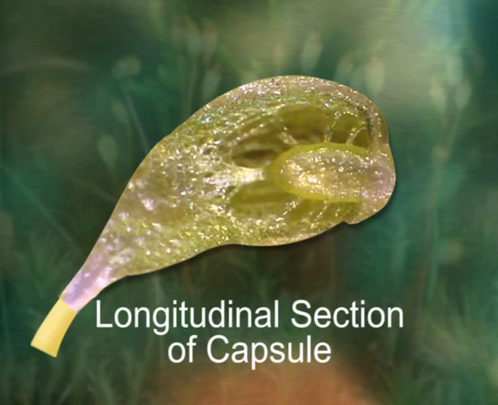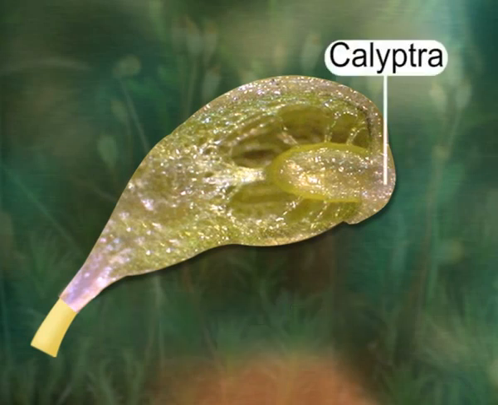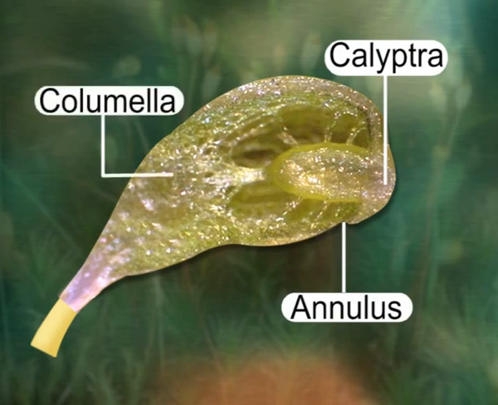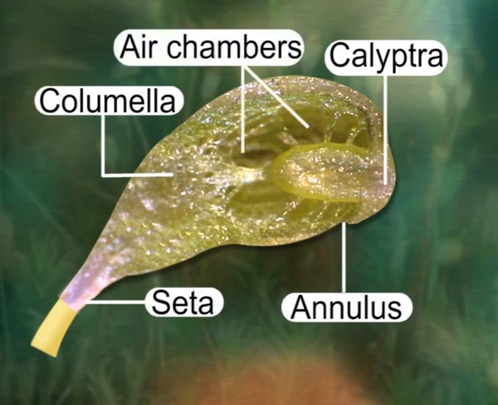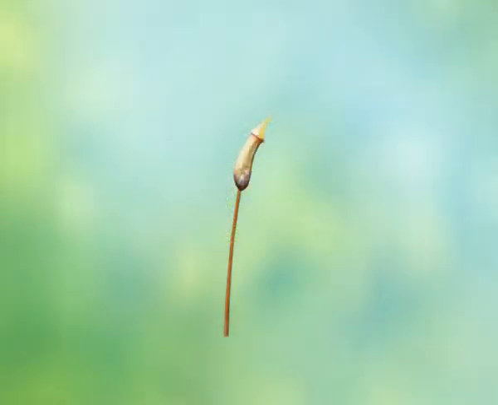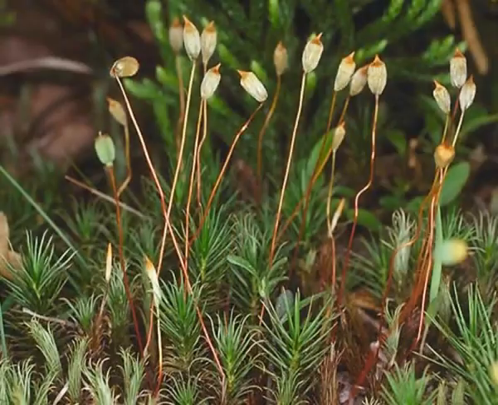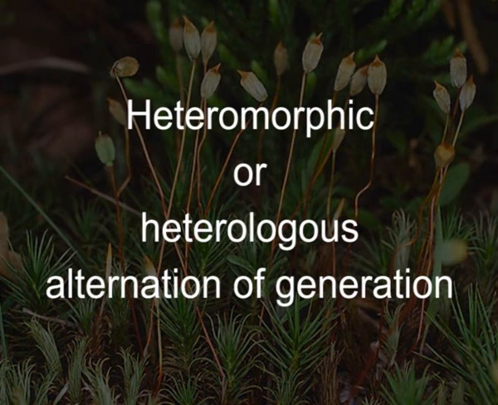Longitudinal section of capsule is shown here, which is showing calyptra, annulus, columella, seta, and numerous air chambers on the upper part. The capsule, when ripe, releases thousands of tiny spores. The sporophyte remains attached to the gametophytic plant body throughout life. Bryophytes show heteromorphic or heterologous alternation of generation.